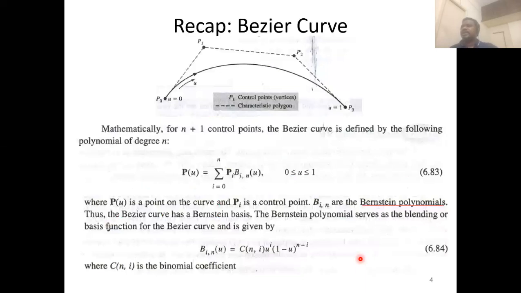Now it's just a recap of the Bezier curve. This one we have already seen. This is P0, P1, P2, P3, totally 4 control points. The order of the curve is going to be 3. Okay, so any point on this curve is expressed by this expression. While we were doing the derivation, I had given the variable t. In this case, I am using u.